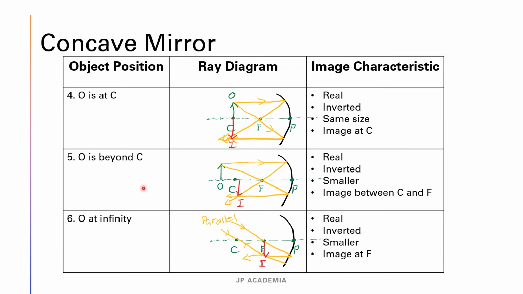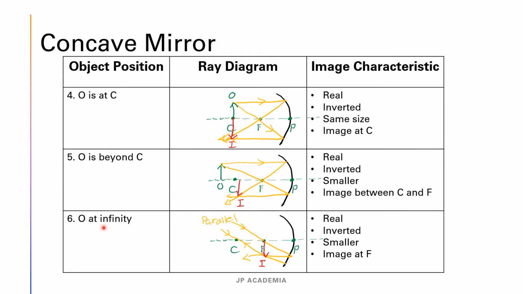Next case, this is the 5th case, when the object is placed beyond C. And we will have the following characteristics. First, it is real, inverted, smaller, and the image is formed between C and F.